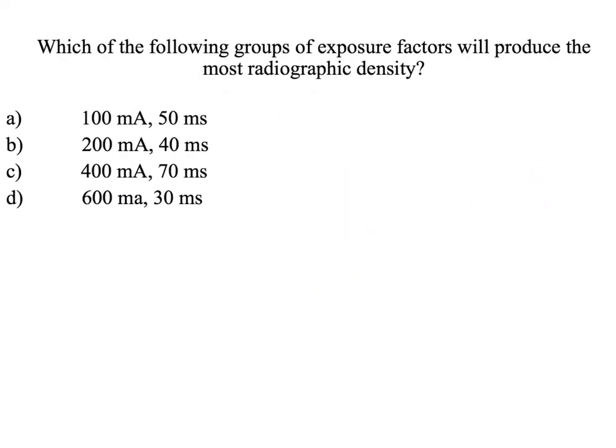Which of the following groups of exposure factors will produce the most radiographic density, right? What is this asking us to do? Just find the mAs. Find the mAs for all these things. So 100 mA by 50 milliseconds. I'll work each one of these out. So 100, and it's going to be times what?